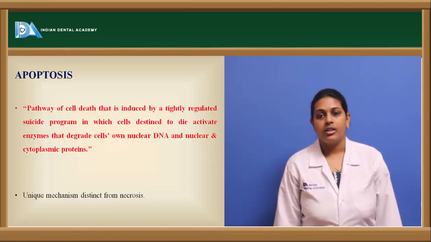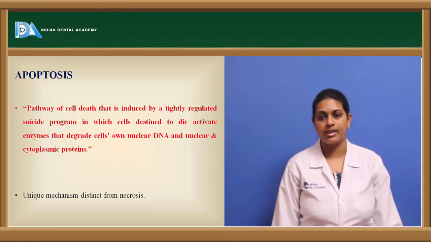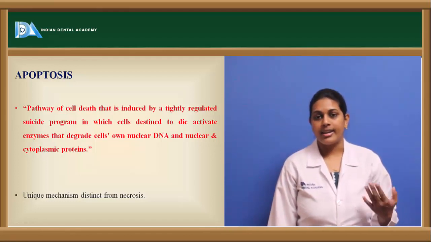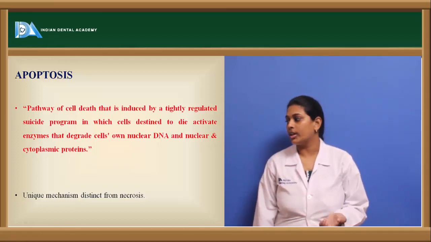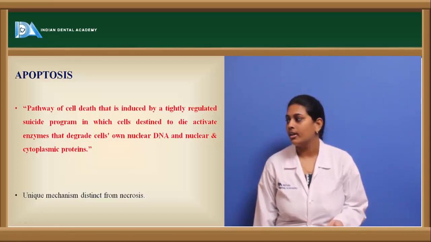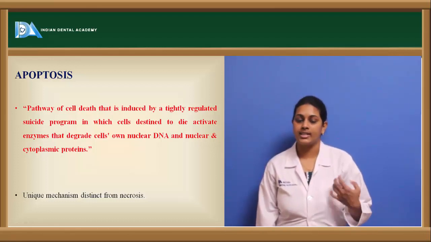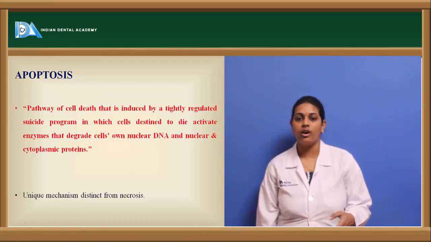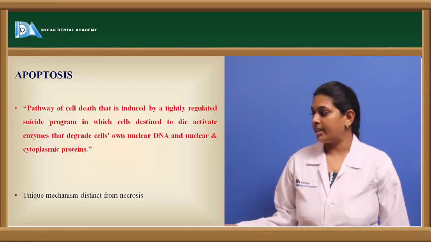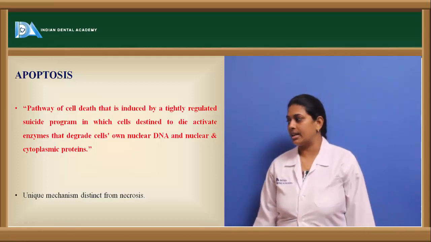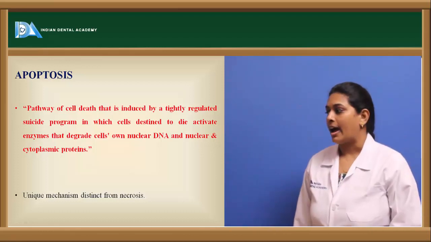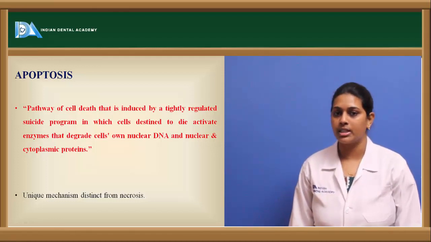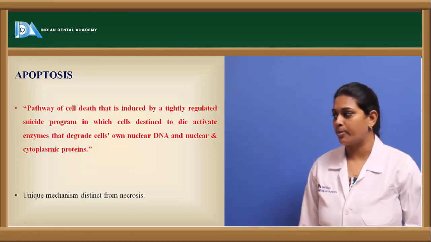Apoptosis is simply termed programmed cell death. This programmed cell death is a tightly regulated suicide program where the cell activates enzymes that act on its own nuclear DNA and nuclear and cytoplasmic proteins, helping cells which are destined to die reach a stage of death. So the proper definition says: it is a pathway of cell death induced by a tightly regulated suicide program in which the cells destined to die activate enzymes that degrade the cell's own nuclear DNA and the nuclear as well as the cytoplasmic proteins.